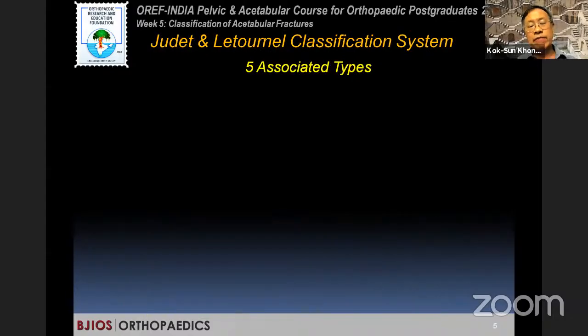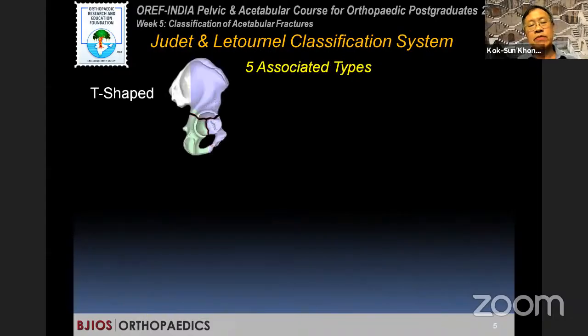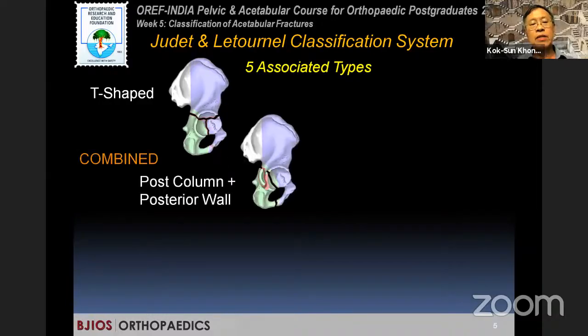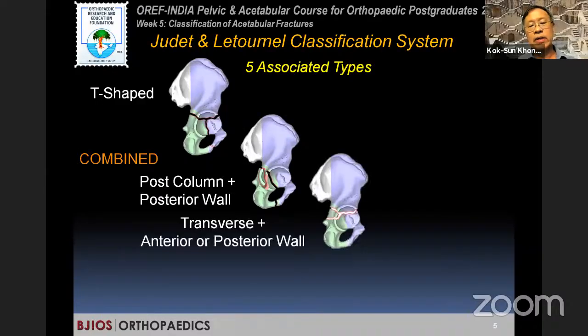Then you come to the 5 associated types, starting with the transverse T shape. So the transverse has extended by a vertical limb into the obturator foramen. So this is separate by itself, called the T shape. Then you have the combined, that means a column and a wall, posterior first. Then the anterior transverse with the anterior or posterior wall.